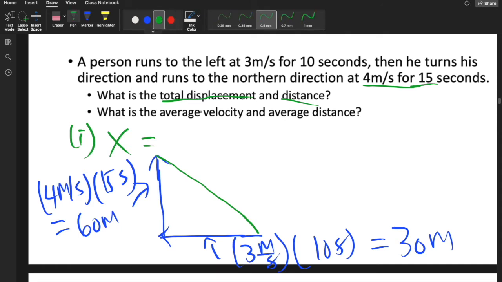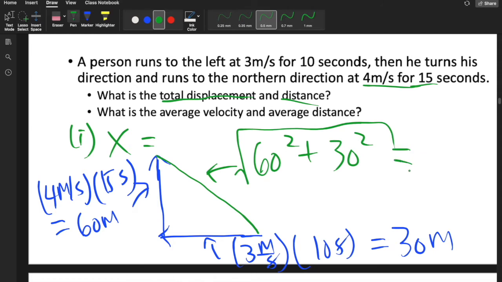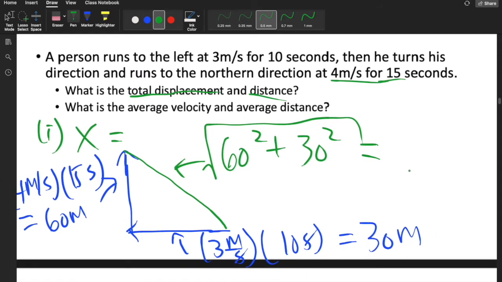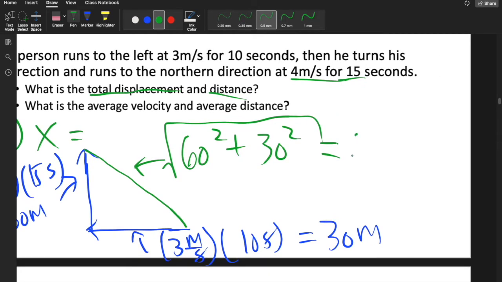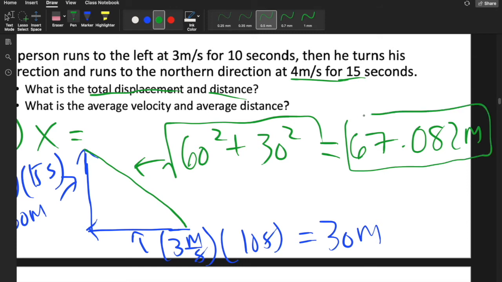So this line, apply the theory, it will be this number. Take the square root, and it will be equal to, let me plug that in my calculator. Square root, 67.082 meters. So this will be the displacement of this problem.